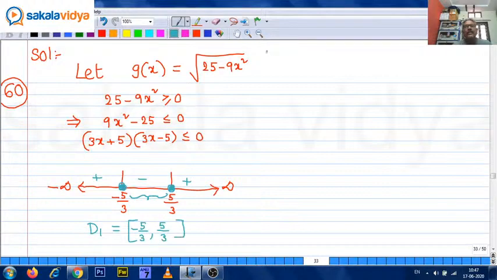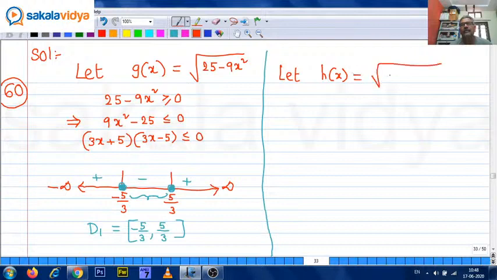Okay, let us come to the second function. What is the second function? We have very interesting here. Second function is, let us say h of x, that is root over x square plus x plus 1. So we need to find out, since it is in the form of root, g of x should be greater than or equal to 0. X square plus x plus 1 greater than or equal to 0.